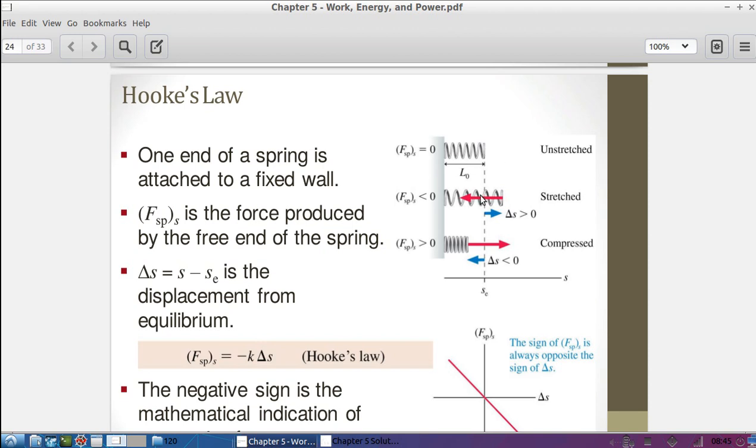So grab the spring and pull it in the positive x direction. You pull a spring in the positive x direction. That spring doesn't want to do what you're doing to it. So it's going to pull back.